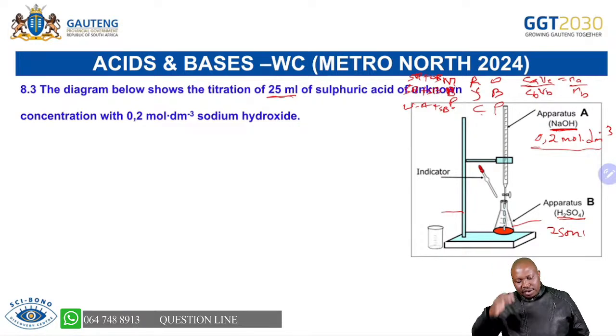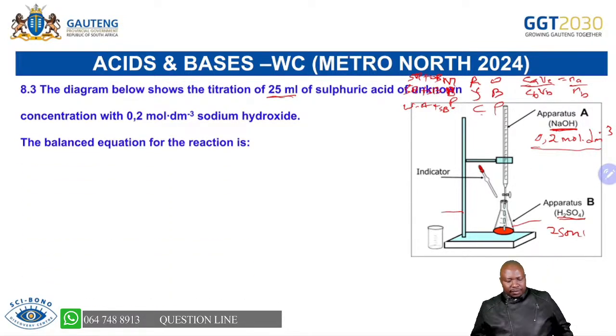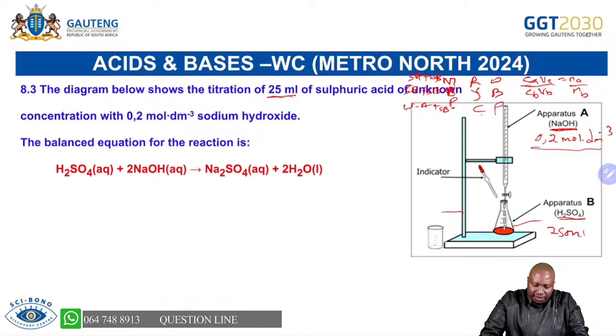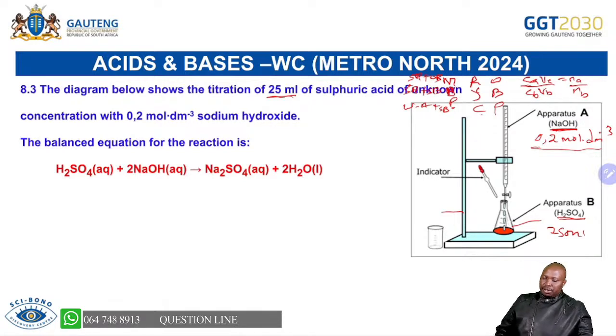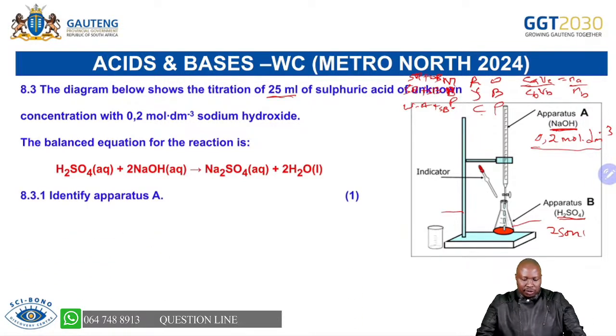So you can see, if we were to use the Cavanagh formula, we already have some volumes and some concentrations. You are able to do the substitutions. Now, the balanced equation is given below: sulfuric acid plus 2 sodium hydroxide forming sodium sulfate plus 2 water molecules.